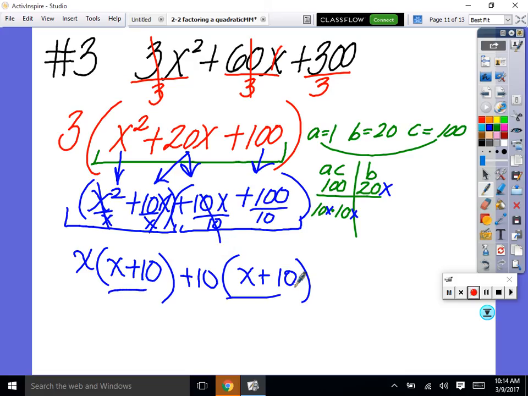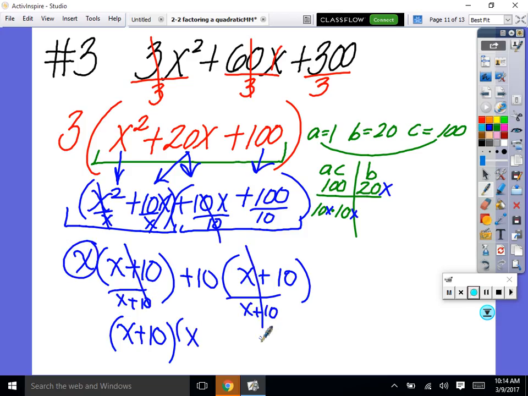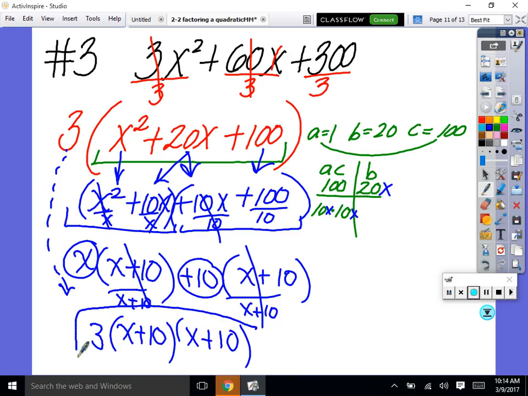Look, our safe haven's the same. So factor out x plus 10. Now go back, divide by x plus 10. Those divide out, so left is x. Those divide out, so positive 10 is left. That's our answer, but we just can't forget about the 3 we ignored for a minute. Yeah, it wasn't bad, right?